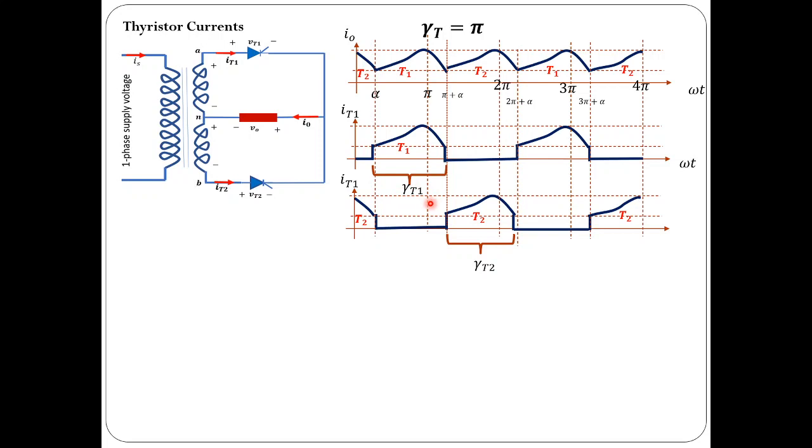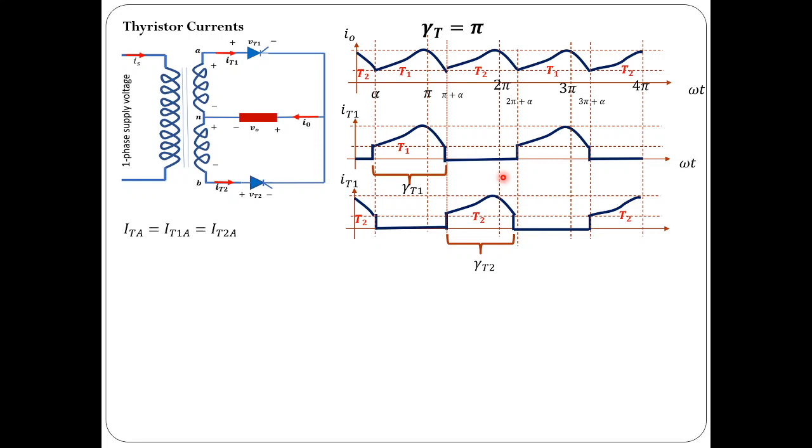We know the thyristor conduction angle for thyristor 1 and thyristor 2 are both equal, that is equal to pi radians. If you see, the frequency of output current is double the input frequency, but the thyristor current repeats every 2 pi radians. So the frequency of thyristor current is the same as the supply frequency. In order to compute the average value or RMS value of thyristor current, you have to consider the complete 2 pi radians of the phase angle omega t.